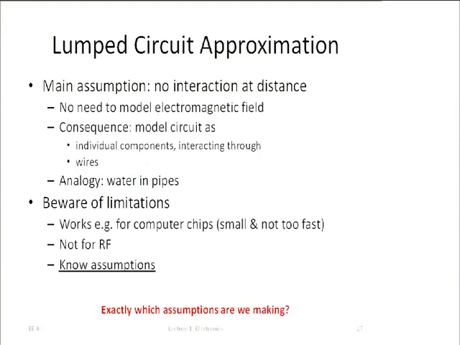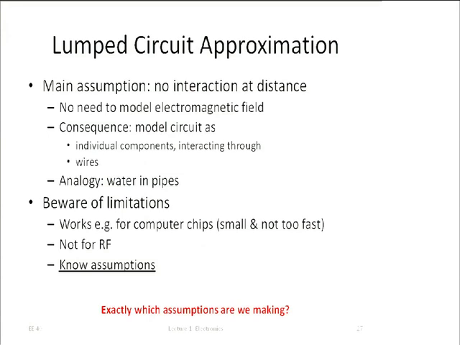What we are going to use instead is usually referred to as the lumped circuit approximation. The lumped circuit approximation makes one huge assumption that is sometimes true and sometimes not. Actually, it's never quite true, but it's often sufficiently true that we can use it practically. So what is this assumption? It is that there is no interaction at a distance.